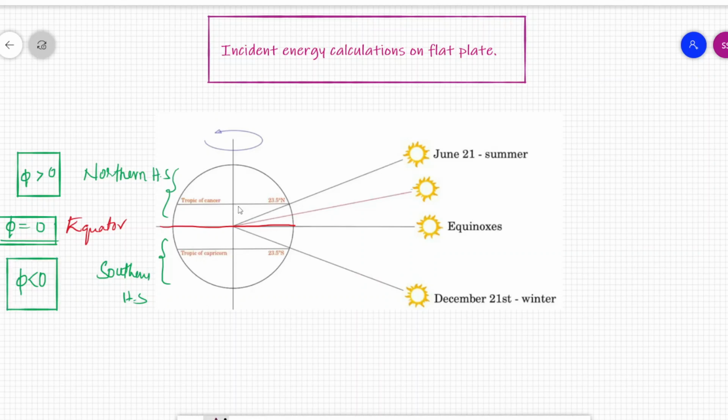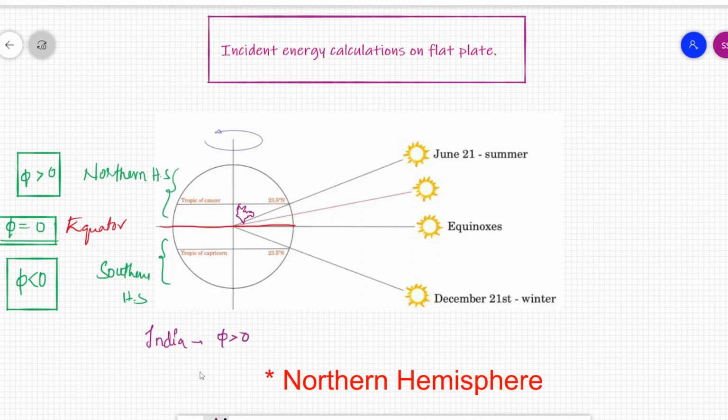India will be somewhere here in the northern hemisphere. So anywhere in India, the phi angle will be greater than 0, because it is in the northern hemisphere.